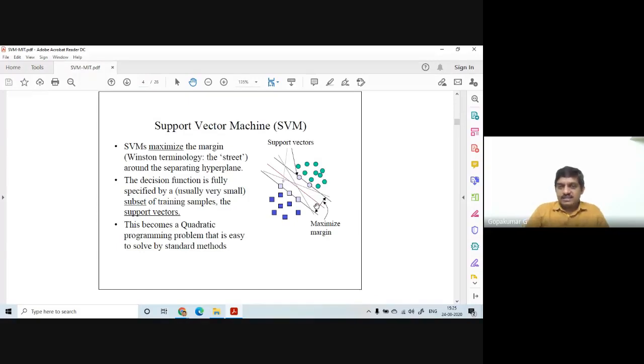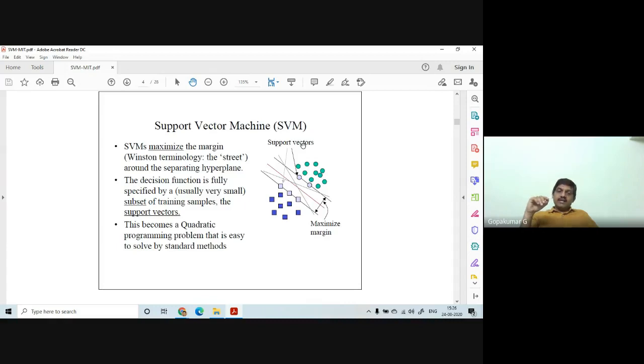The training samples that determine the position of these two parallel lines, and in effect determine the position of the middle hyperplane, are called support vectors. So you can say that here you have 5 support vectors, 3 of one category and 2 of the other category. A very interesting point of SVM is that suppose you remove all the training samples from this diagram except the support vectors. That means you keep only the 5 points and remove all the other points.